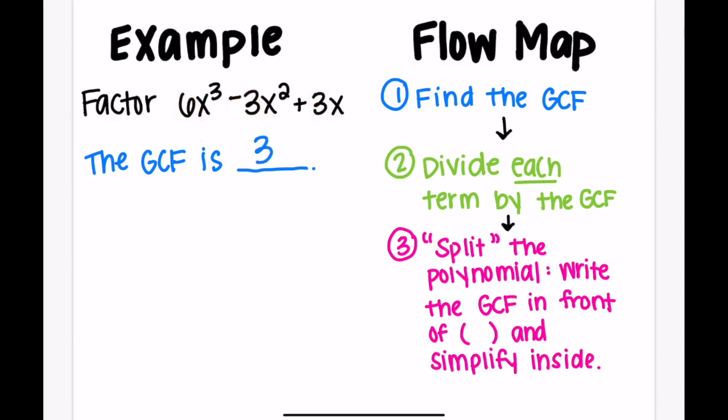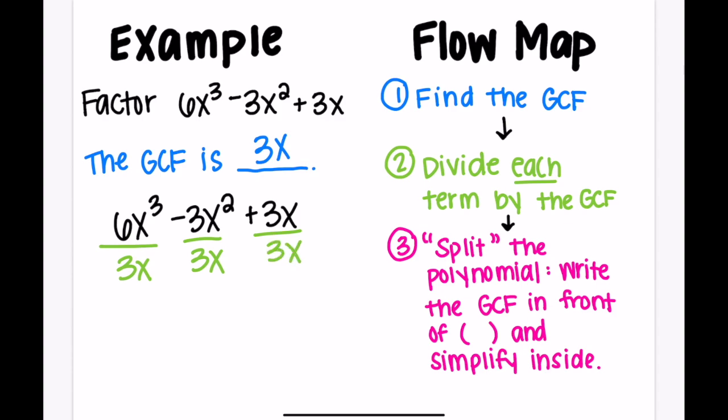Okay, so we know that part of our GCF is going to be 3. But these all also have an x. We have an x to the third, x squared, and an x. So we can also take out an x with that. So what we're going to do is divide everything by 3x. So we're going to divide by 3x for all of these. Then when we simplify, we're still going to put our GCF in front of the parentheses and simplify inside the parentheses.